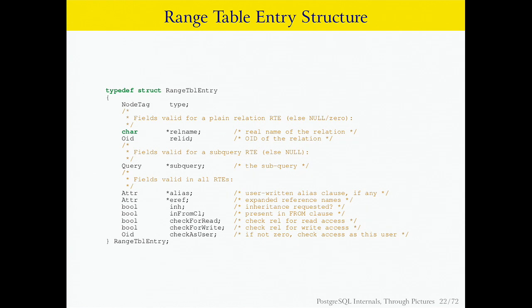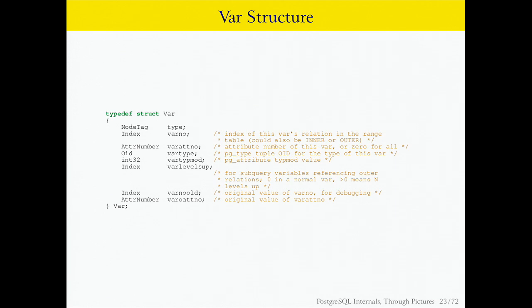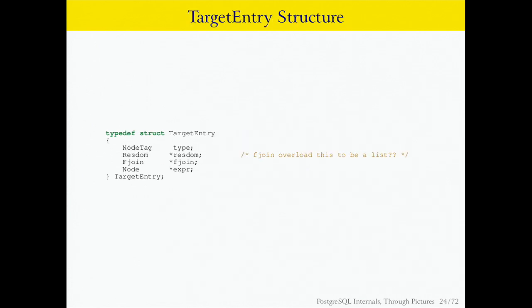This is a representation of a particular table. So every table reference gets a range table entry, which is used to support the query that you have. We also have var entries, which represent particular variables or column names referenced in that query. Target entry is a return value from the select. So if you say select star, that's a target entry.